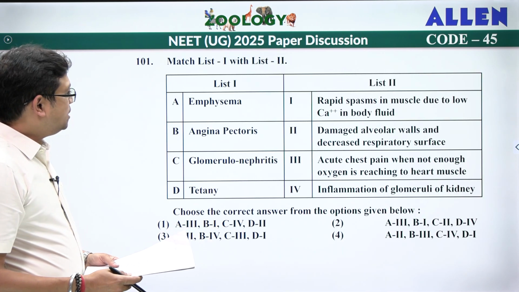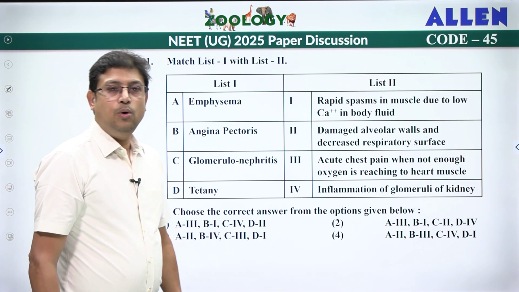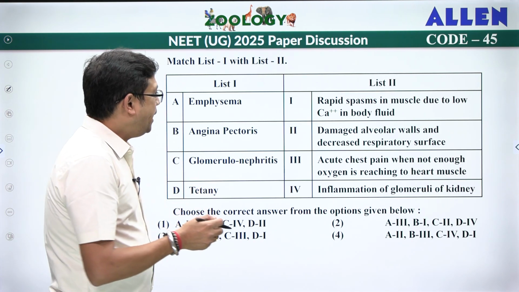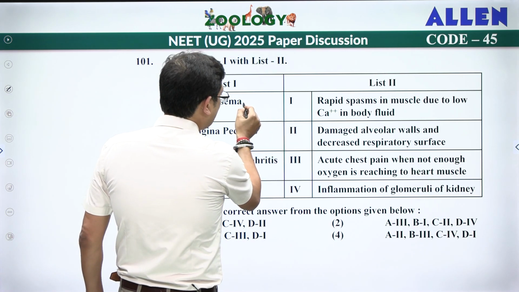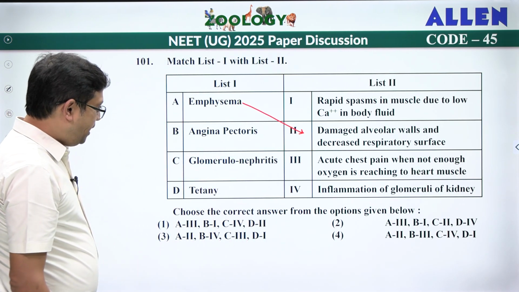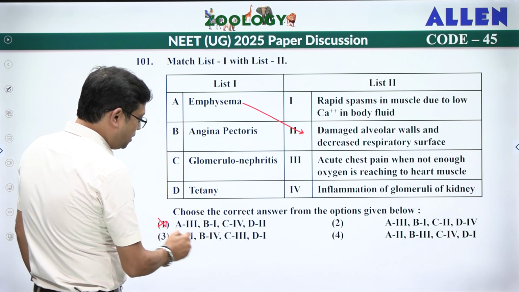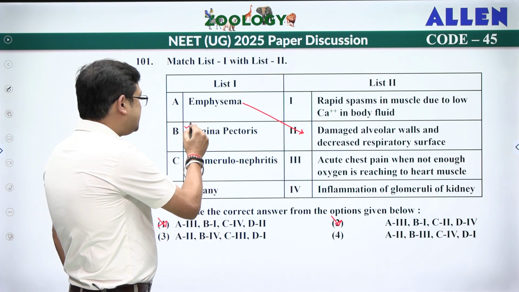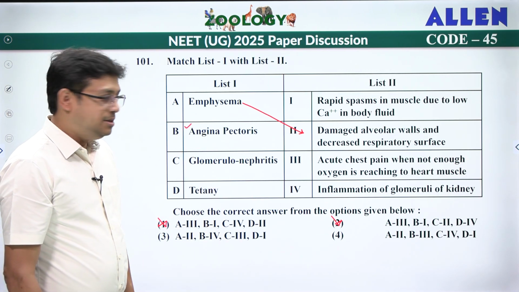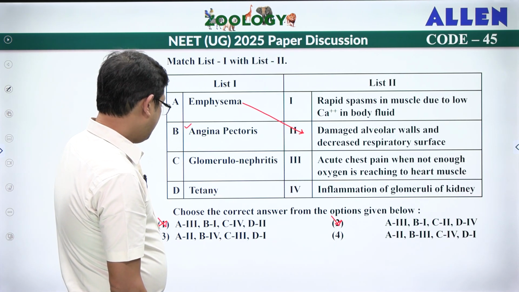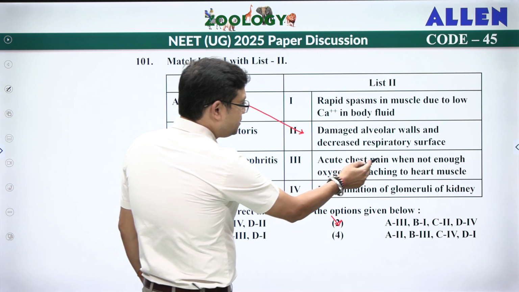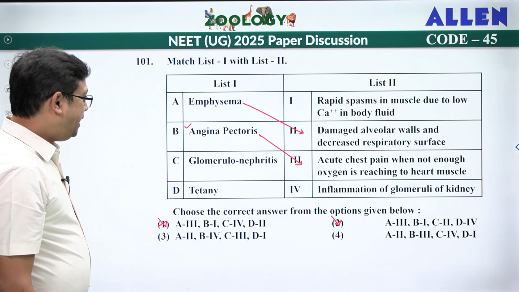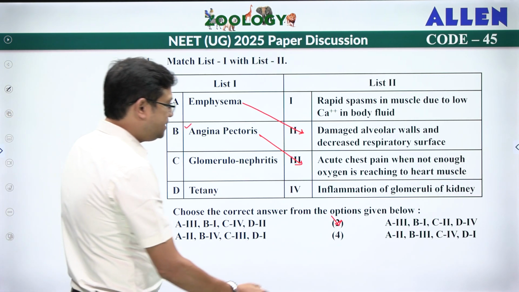Next, here is the match the column. Emphysema. We know that due to excessive cigarette smoking, the alveolar surface will be damaged. So damaged alveolar wall and decreased respiratory surface. So A is 2. So you can eliminate option number 1 and option number 2. Now B is 3 or B is 4. Angina pectoris, acute chest pain when not enough oxygen is reaching. B is 3 and A is 2. So the answer is 4.